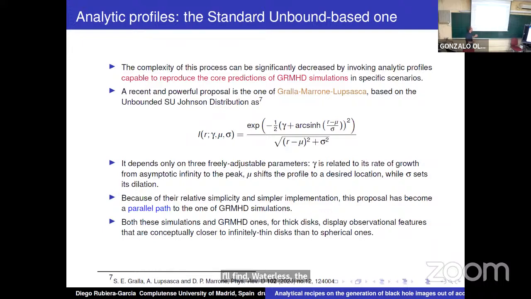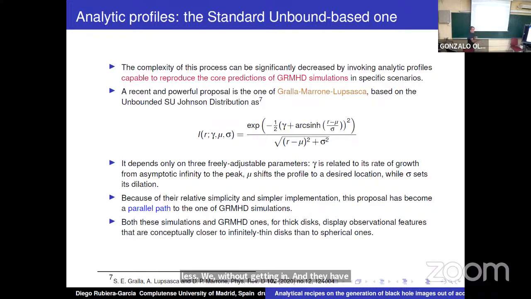Kind of a shortcut. They came up with this proposal, which is based on the standard Johnson distribution, a modification of it via this description of an intensity profile that depends on only three parameters. These three parameters are related to the geometric properties of the disk. Adjusting them, they are able, more or less, to reproduce with semi-analytical profiles the results of general relativity GRMHD simulations without getting into a full simulation. And they have gone with this proposal.